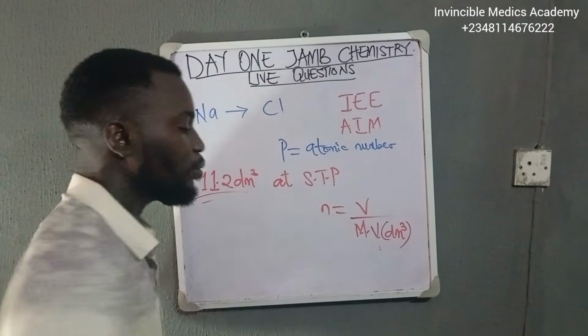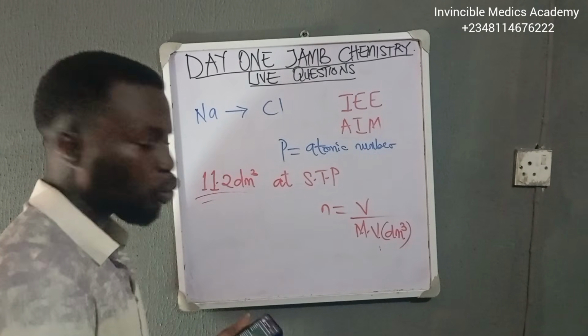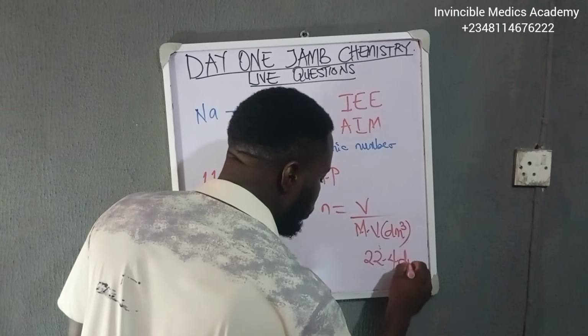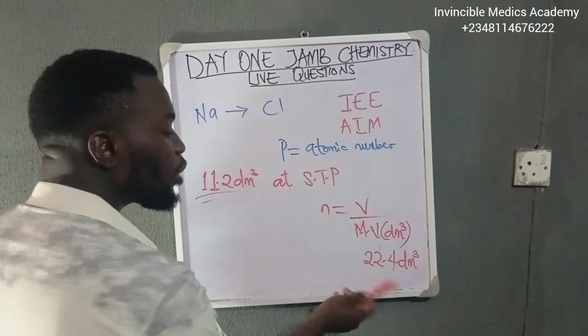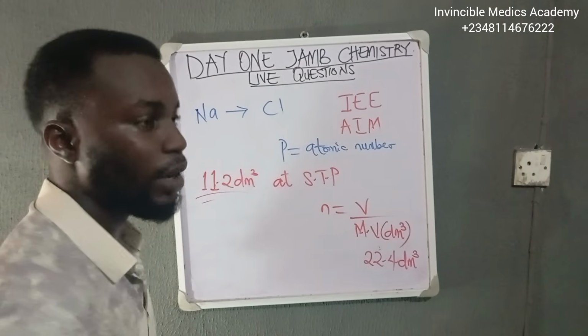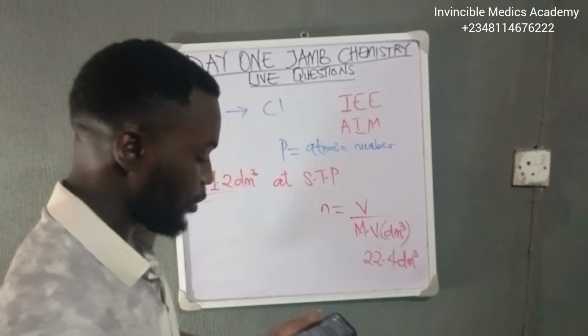This molar volume is according to Avogadro that at STP, every gas will occupy 22.4 dm cube. At STP, every gas will occupy 22.4 dm cube. Don't forget this formula. You will need it in your exam. As you can see, on day 1 it has already started surfacing.